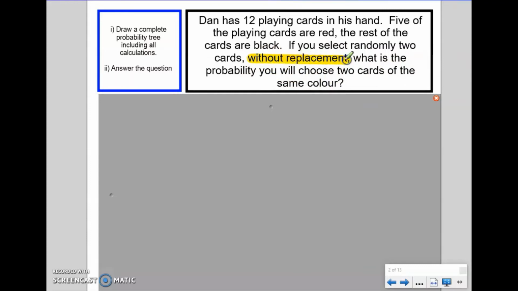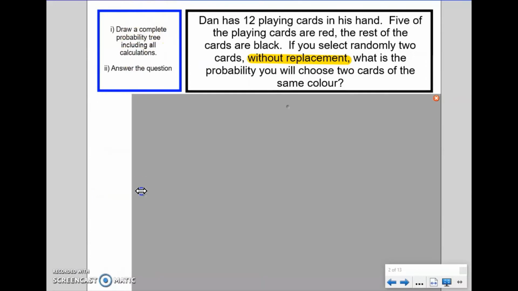You'll see that in a lot of exam questions. Without replacement. So I'm picking a card and I'm not putting it back in the pack, which is telling me I'm dealing with dependent events. I'm dealing with dependent probability. The second event is influenced by the card I will have picked first. Let's go ahead and try and draw a complete probability tree for this question.